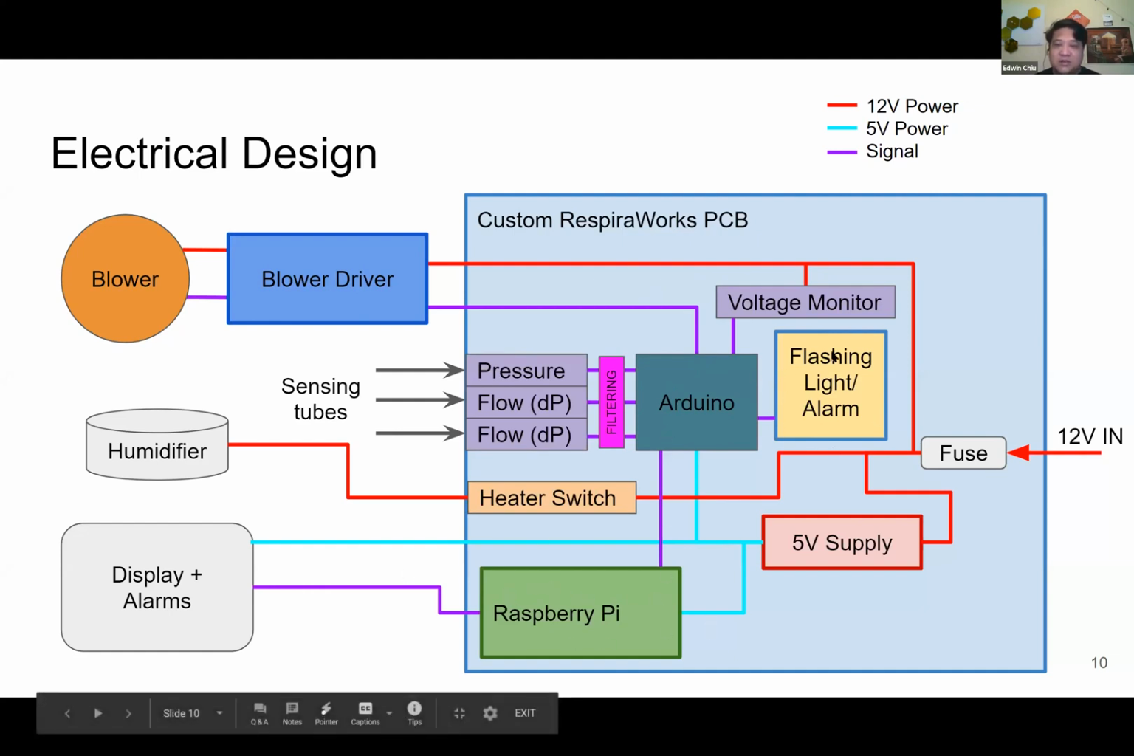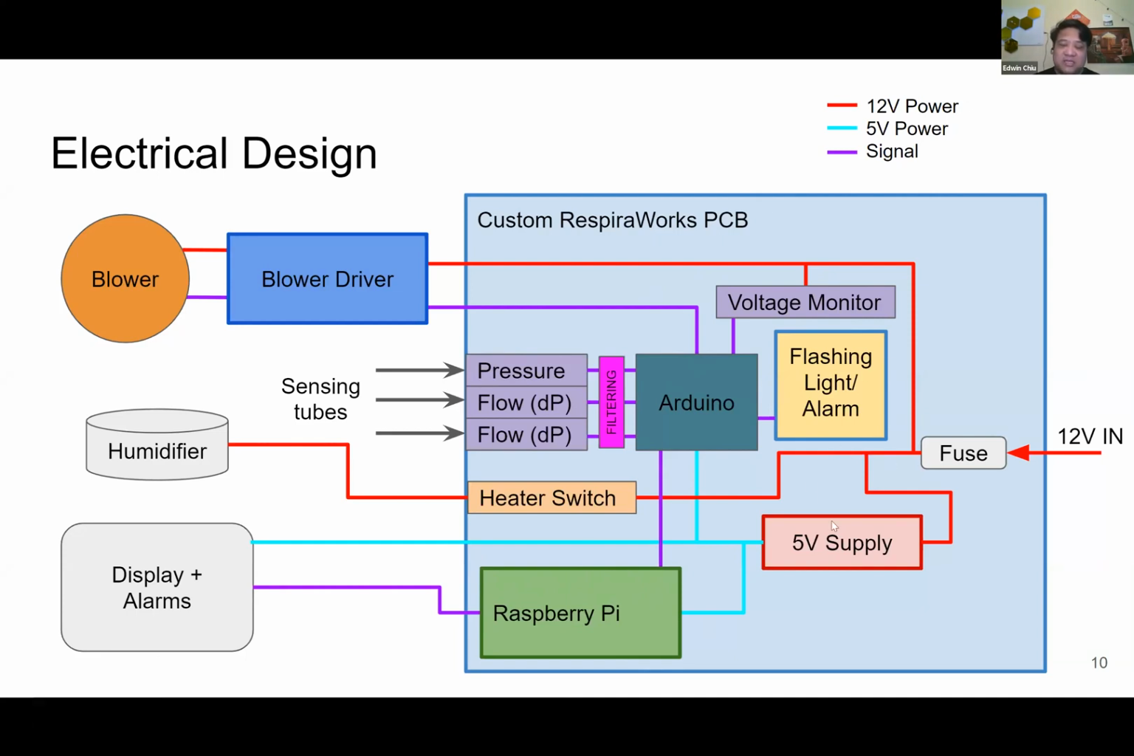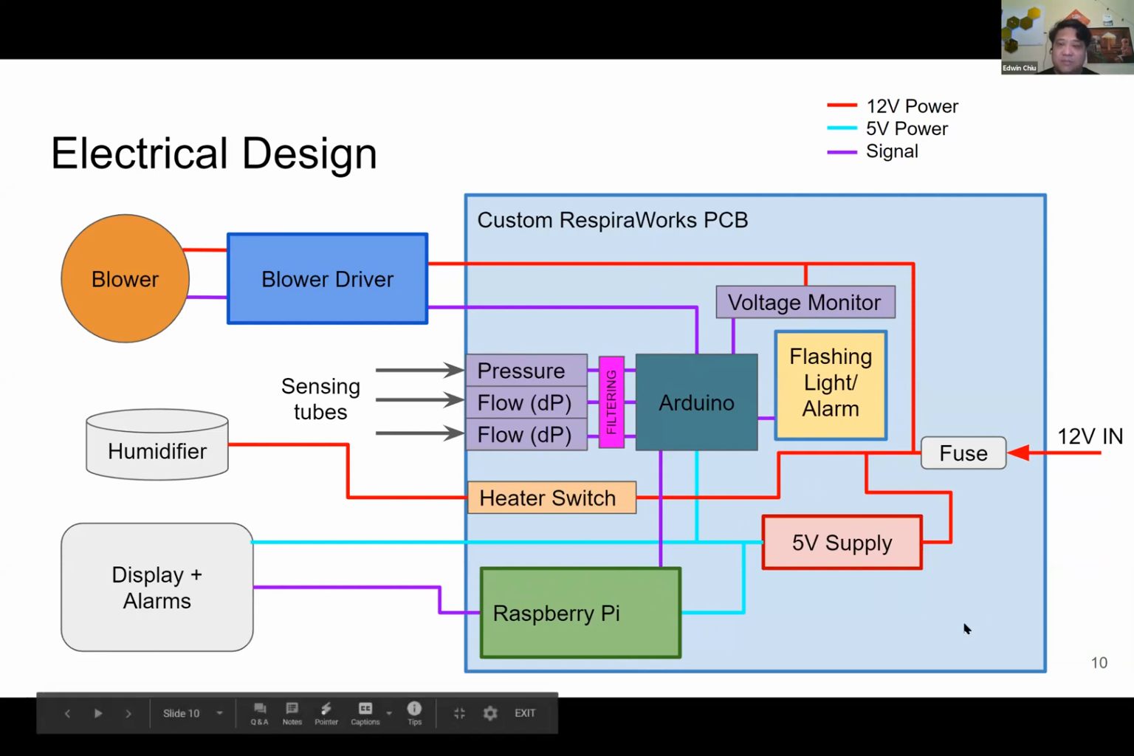And it also has its own sets of alarms. The Raspberry Pi will handle the display and user interface. And so it has a touch screen on the face of the ventilator, which also includes a set of speakers so that it can sound alarms. And it will also have flashing lights and alarms inside of the PC board.